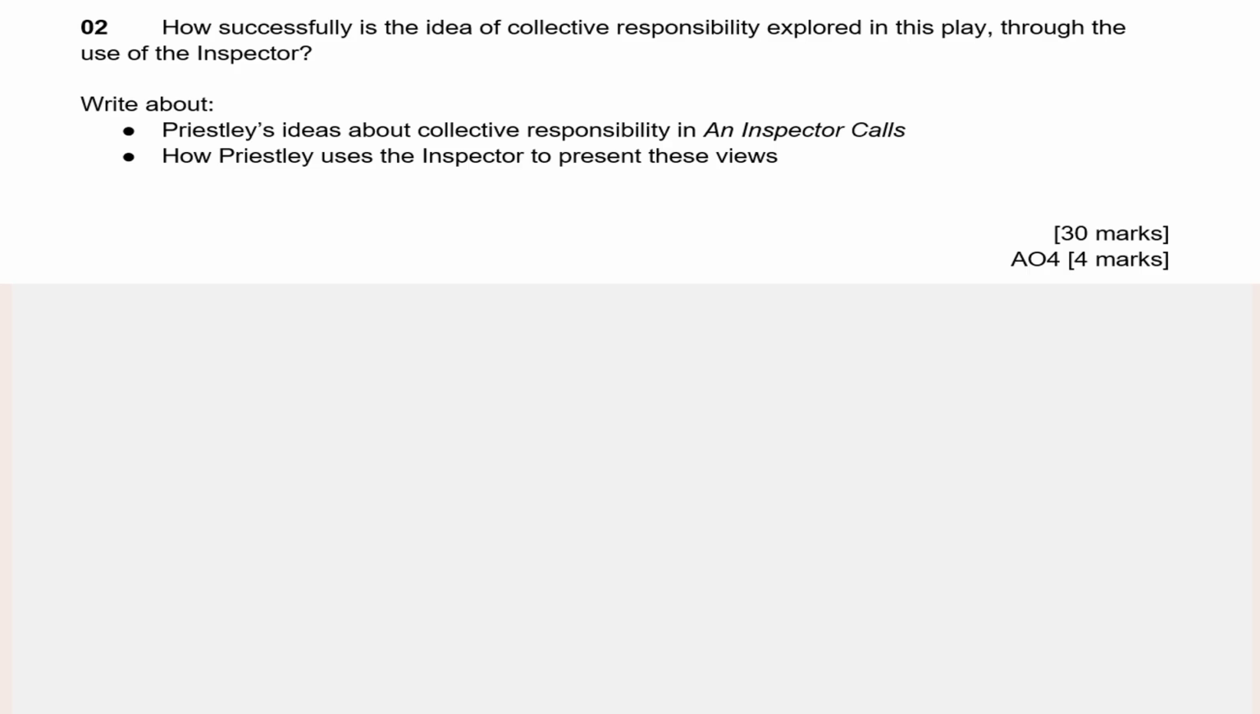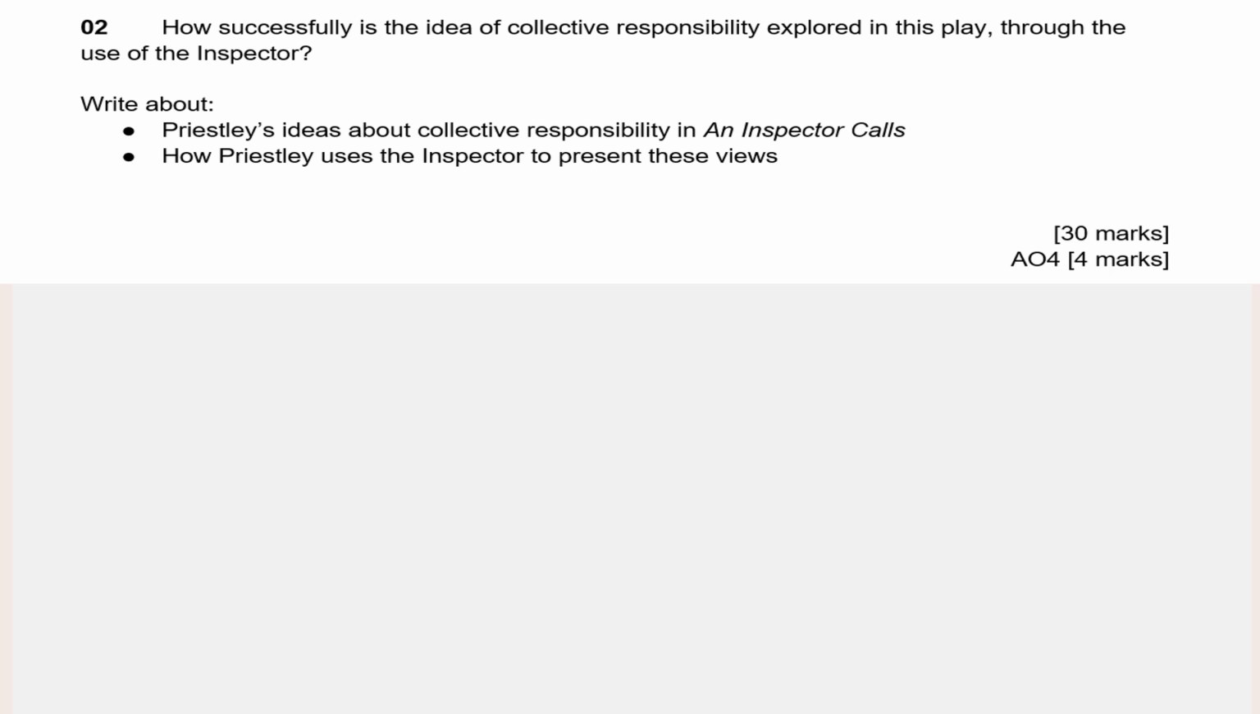Now, I've chosen a question from An Inspector Calls just to exemplify how you can use this structure to be extremely successful. So the question that I've chosen is, how successfully is the idea of collective responsibility explored in this play through the use of the Inspector? Write about Priestley's ideas about collective responsibility in An Inspector Calls and how Priestley uses the Inspector to present these views. Now, of course, this is worth 30 marks on the AQA paper and 4 marks for AO4, which is your spelling, punctuation and grammar.